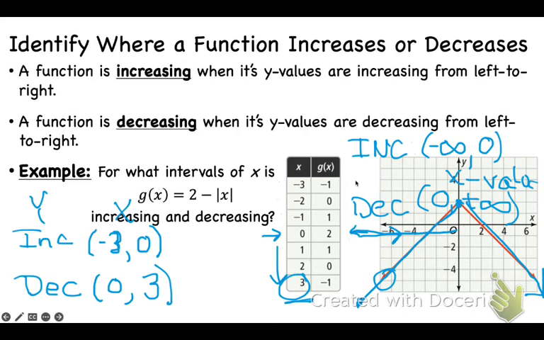Write it on your paper. Write it in your brain. Increasing, decreasing are what values? The Y values. Intervals are X's. You're telling the X where the Y's are doing something. The Y values are increasing from negative infinity to 0 on the X-axis. The Y's are decreasing from 0 to positive infinity on the what axis? X. Intervals are what values? X. Increasing and decreasing are the what? Y.